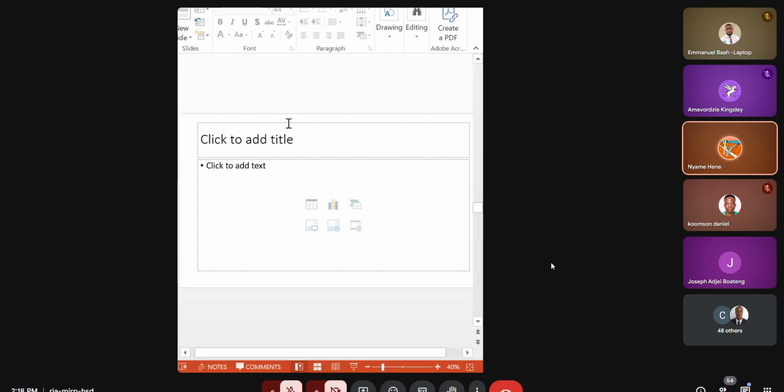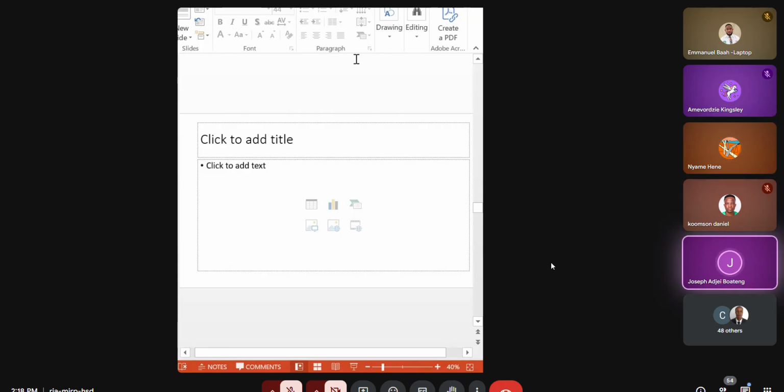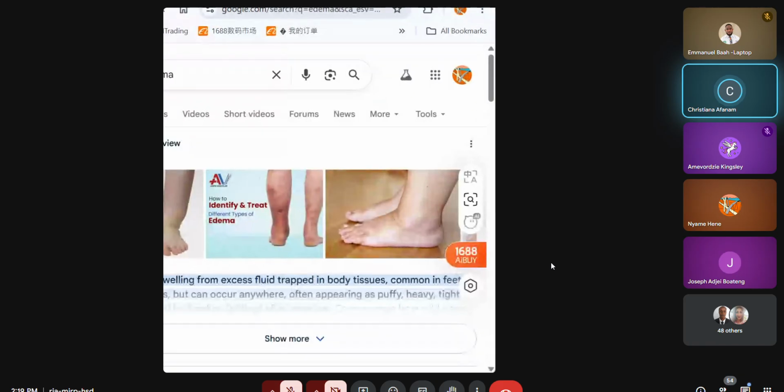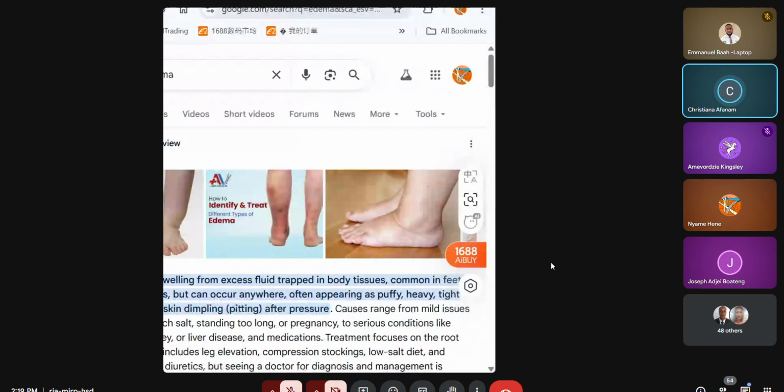How does edema form? Please, can I give it a try? Oh, give a try. So when excess fluid leaks from the capillaries into the surrounding tissues, that's when edema can be formed.